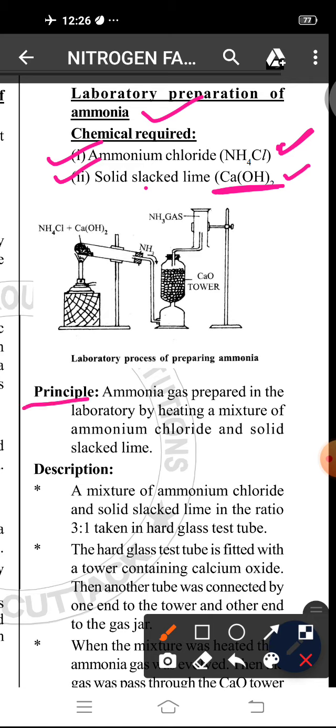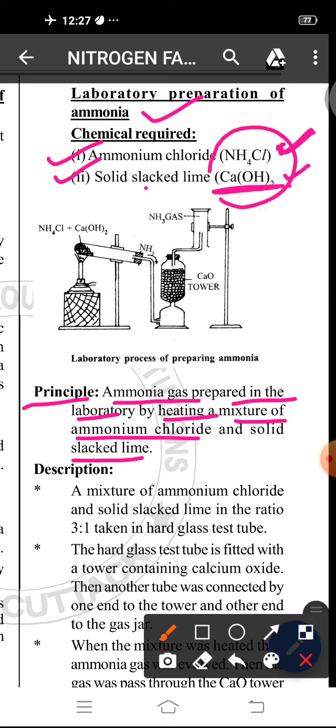The principle is that ammonia gas can be prepared in the laboratory by heating a mixture of ammonium chloride with solid slaked lime. When ammonium chloride is heated with solid slaked lime, then ammonia is formed.